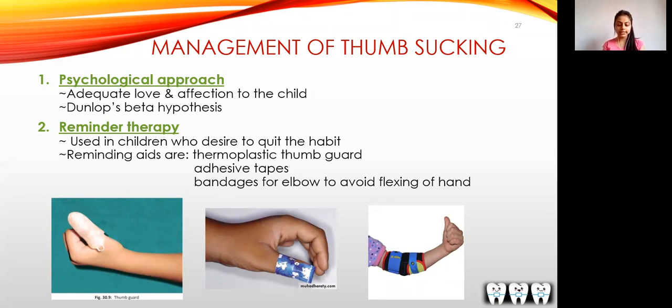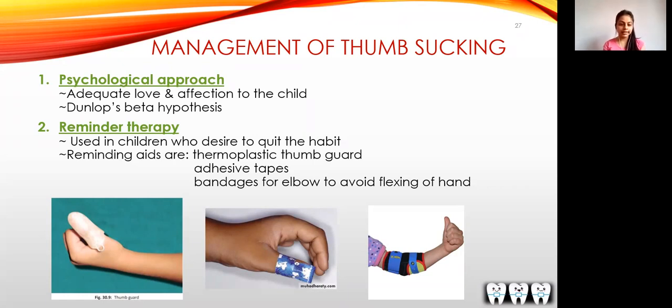Next is the Dunlop beta hypothesis. This hypothesis says that the best way to eliminate the habit is by purposeful repetition of the habit. According to this hypothesis, the child is asked to sit in front of the mirror and perform the habit of thumb sucking, and the child will observe the activity he is doing himself. Gradually he can feel awkward about his behavior, and he can eliminate or reduce the habit in the future.